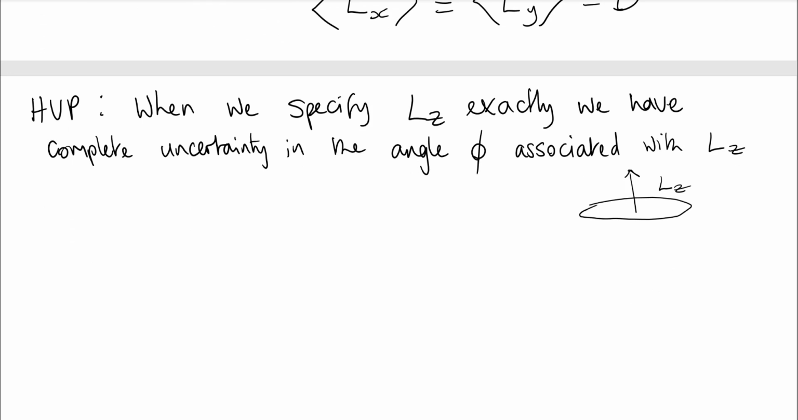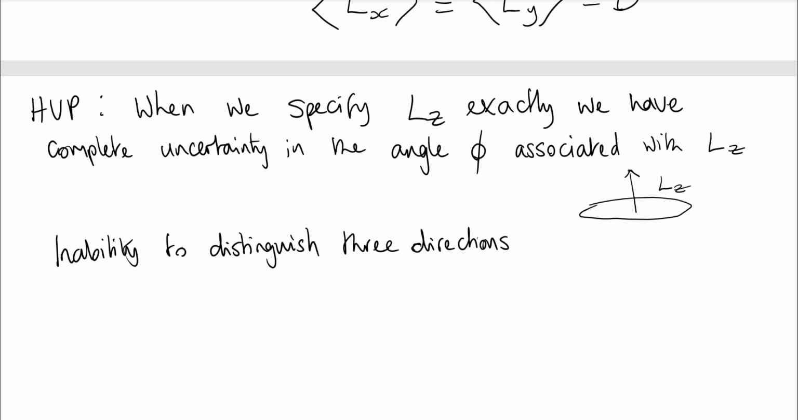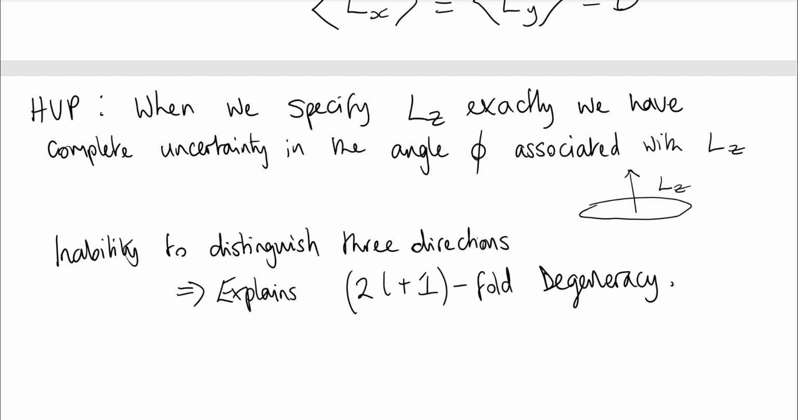And the last point is we have an inability to distinguish between the three directions. They're all the same. They all commute, and it explains our 2L plus 1 fold degeneracy, and we will finish the section at that point.